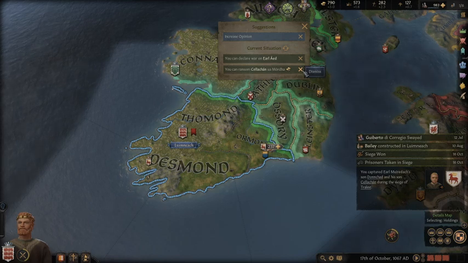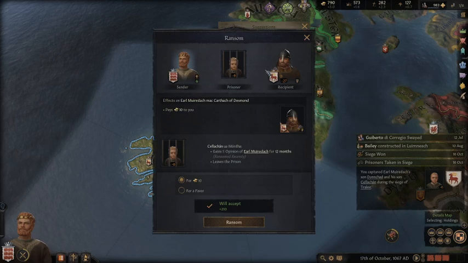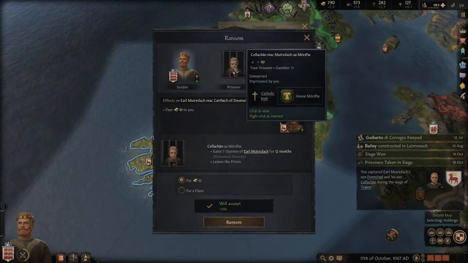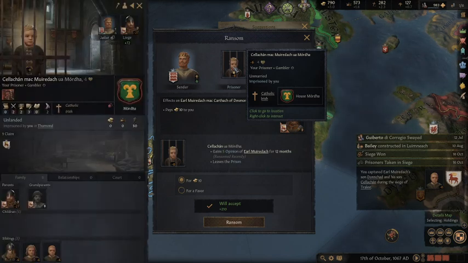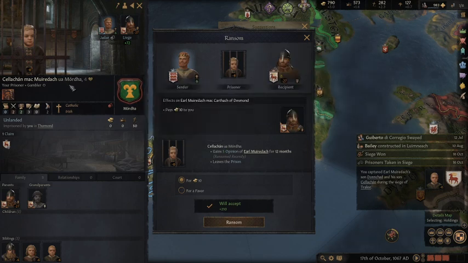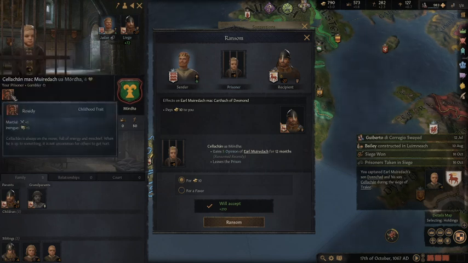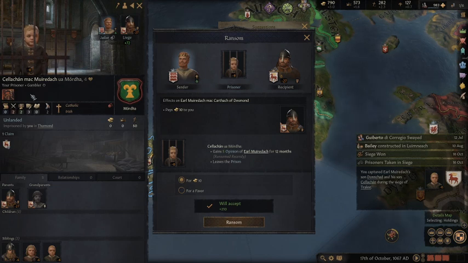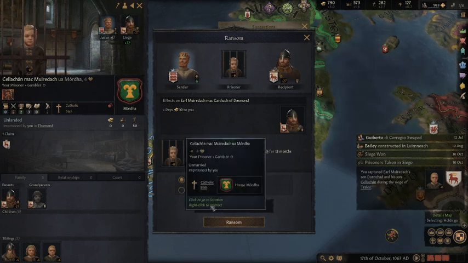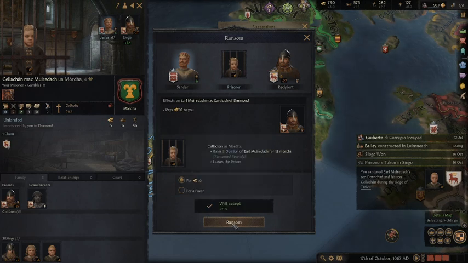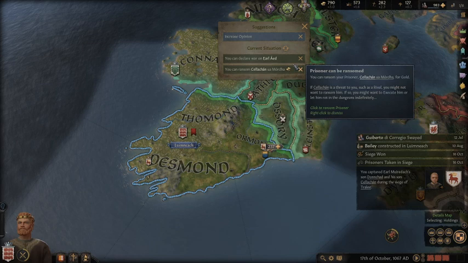You can ransom this child. Your prisoner, gambler. Personality: gambler. Okay, I was wondering how a 4-year-old got so deep into gambling. I mean, sure, he's in prison, but I'm just gonna ransom him for 10 gold.